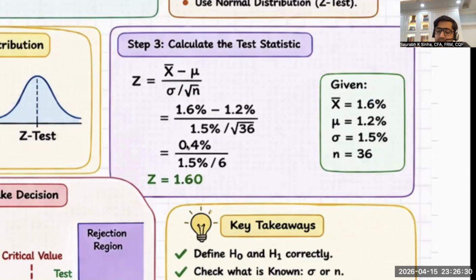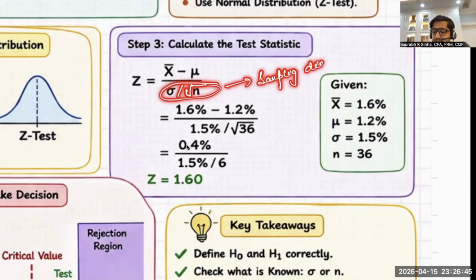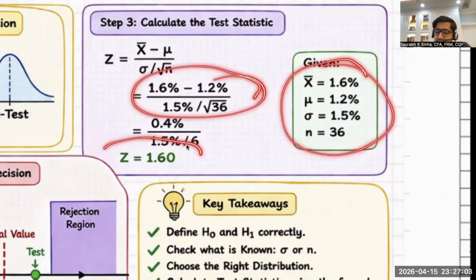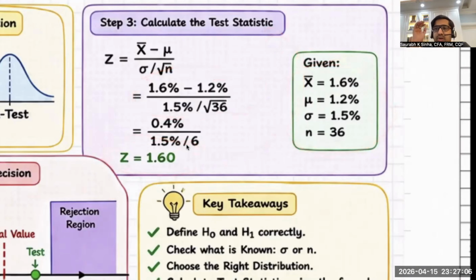For normal distribution, the formula is X bar, the new sample mean, minus the historical mean, upon the population standard deviation upon root n. And this is because of the sampling distribution. We discussed this sampling distribution. The new sample mean is 1.6%, given in the question. The old is 1.2%, the population standard deviation is 1.6%, and the sample size is 36. We put down the values. We got the value of test statistics as 1.60.